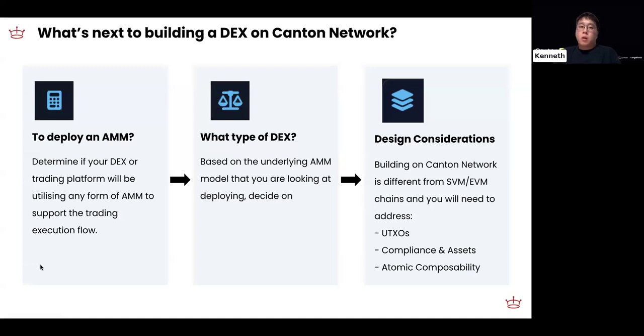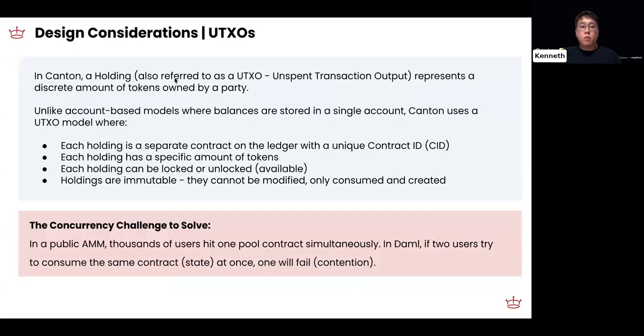Right, so we come to the next part. If you consider building a DEX on the Canton network, you need to consider whether it is still going to be deployed with an underlying AMM backbone, or whether you are going to do something different like an RFQ deployment. That again comes down to what type of DEX you will be: an RFQ DEX, a CLOB DEX, etc. For design considerations, the Canton network is different from SVM and EVM chains. You need to understand the concepts of UTXO, compliance, as well as asset types and atomic composability. For these three parts, I'm just going to dive into them.